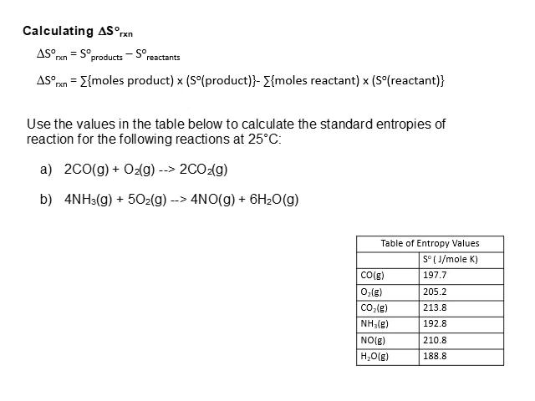As an example, let's use the values in the table below to calculate the standard entropy of reaction for the following reactions at 25 degrees Celsius. We'll start with reaction A, which is the reaction of carbon monoxide gas with oxygen to form carbon dioxide gas. Qualitatively, we expect delta S for this reaction to be negative because we are reacting 3 moles of gas to form just 2 moles of gas. Since there's a net loss in moles of gas, we expect the entropy change to be negative.